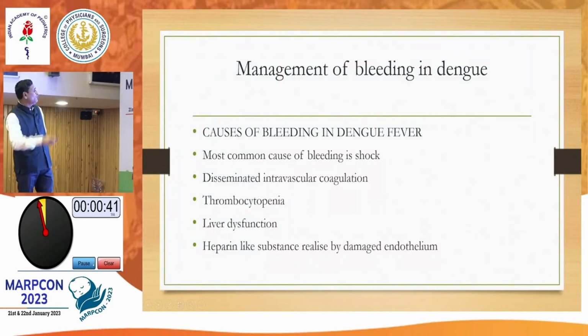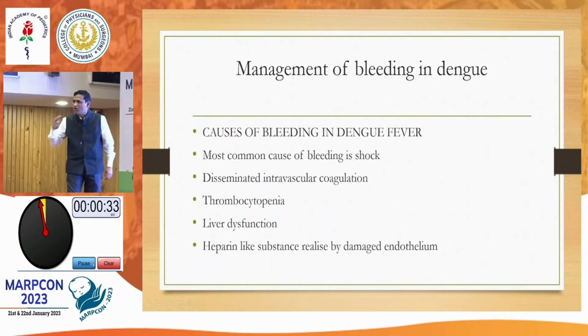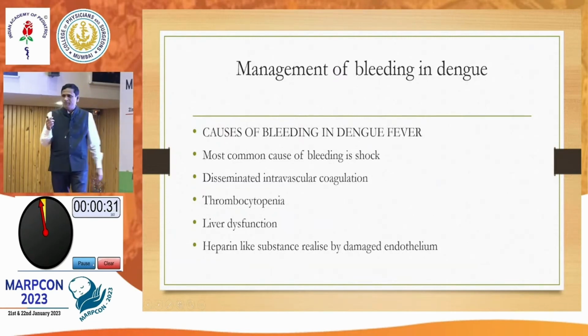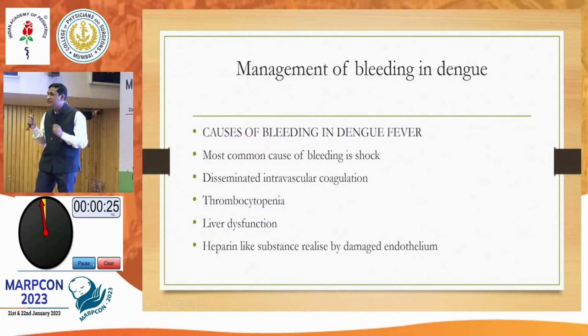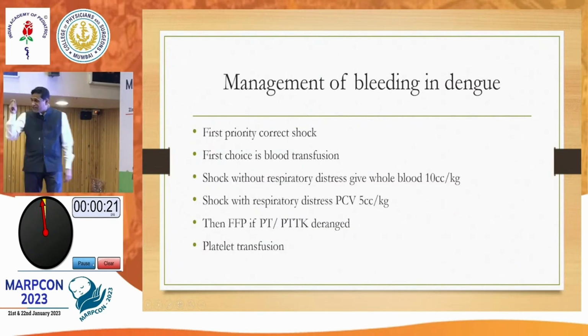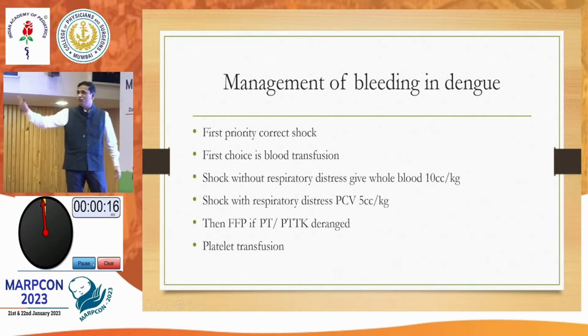Management of bleeding in dengue. Causes of bleeding in dengue fever. The most common cause of bleeding in dengue is shock, not thrombocytopenia. Second is disseminated intravascular coagulation. Third is thrombocytopenia. Liver involvement causes liver derangement, which leads to bleeding. And heparin-like substance is released by the endothelium. First priority, correct the shock, because the most common cause of bleeding is shock, not thrombocytopenia.